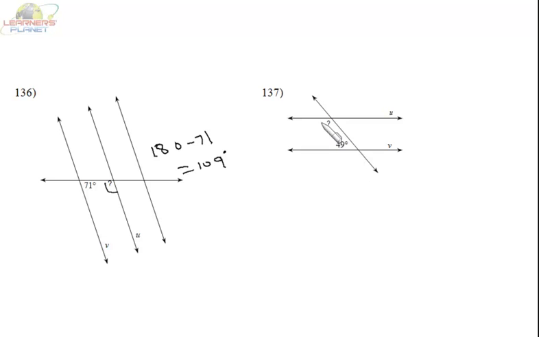Similarly over here, both of them are interior opposite angles. So if their sum is 180, the lines U and V will be parallel. So if it is x and the other is 49, the sum should be 180. So x should be 180 minus 49, or we can say 131 degrees. So if this angle is 131 degrees, the lines U and V will be parallel.